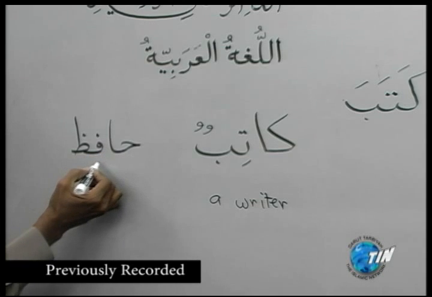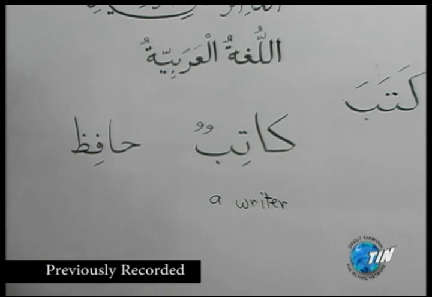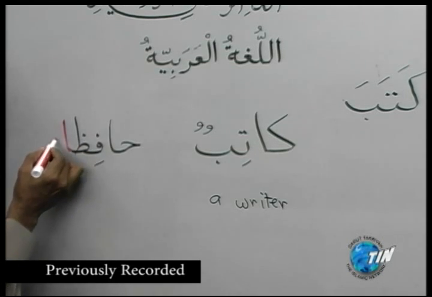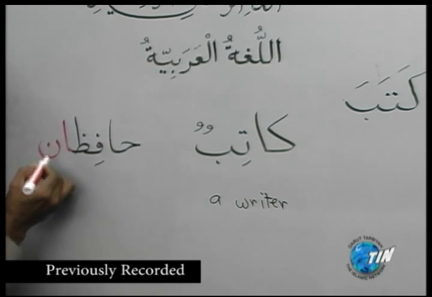So we have the word hafiz, which means one person who has memorized the Quran, for example. Now we want two. So we just follow the rule. And the rule is, if you want to form the dual, you add an alif and a noon. So it becomes what? Hafidhani.